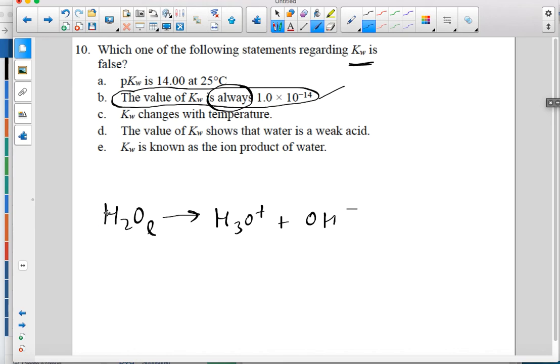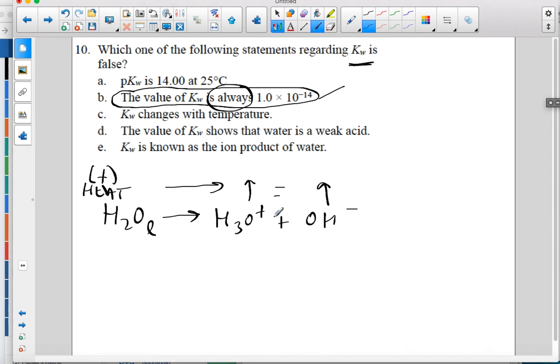It's an endothermic process, which means heat is a reactant. So if the temperature goes up, we apply Le Chatelier's principle a little bit. It's going to drive the reaction this way, and you're going to get greater amounts of H3O+ and OH-. It's not going to make water more acidic, because acidic or basic is when they're not equal to each other, and these will still be equal.